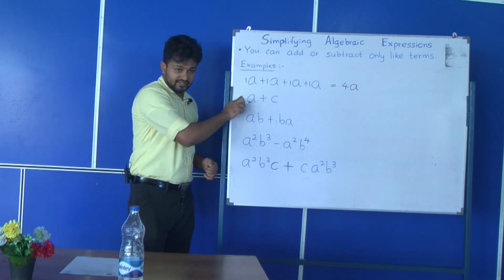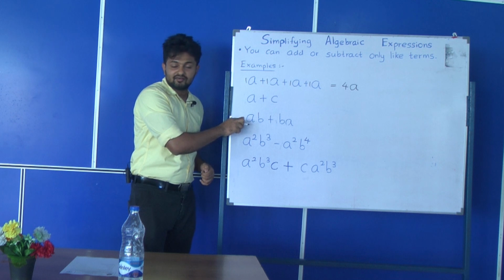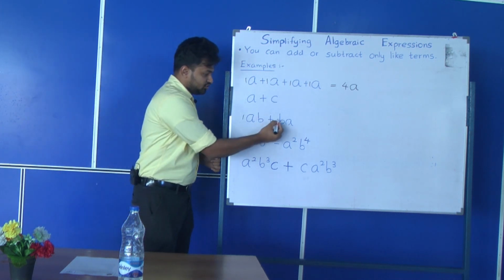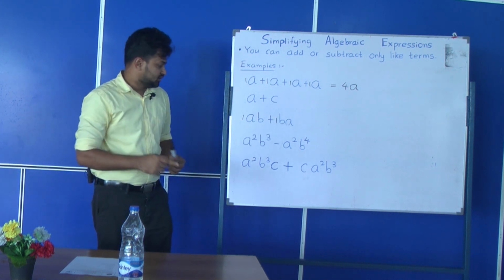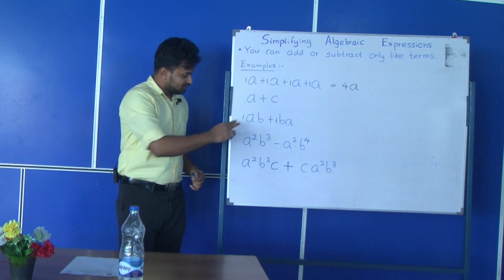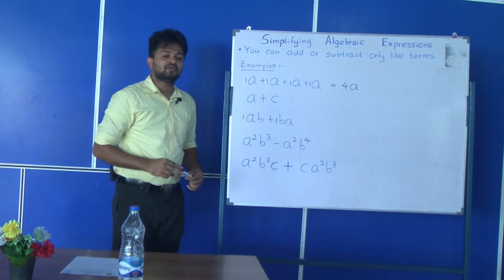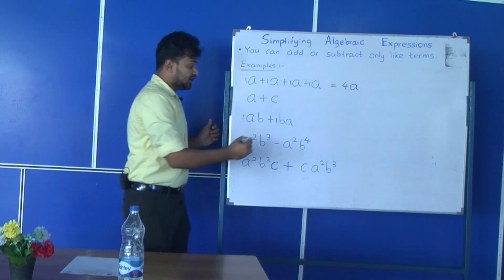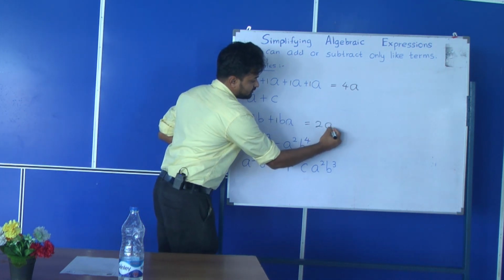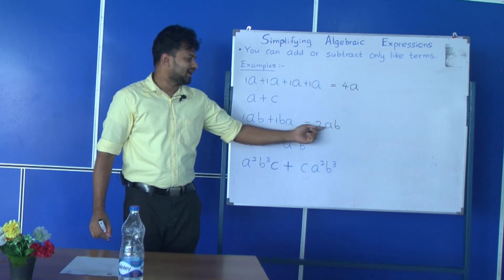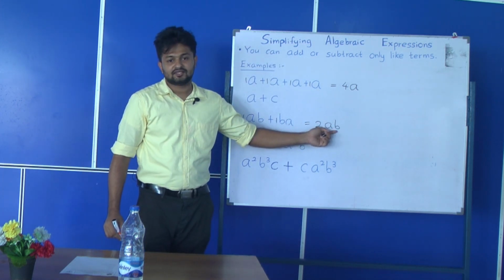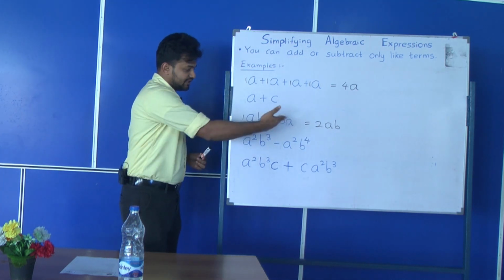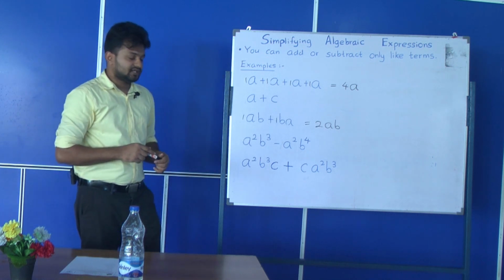I told you before in the previous example, if you don't have any number here, you can just imagine that you have the number 1. So how many ABs are there? We have one AB here, one BA here, that means another AB. So altogether there are 2 ABs. You can write this as BA, it's okay. Both are the same. So here they became like terms.